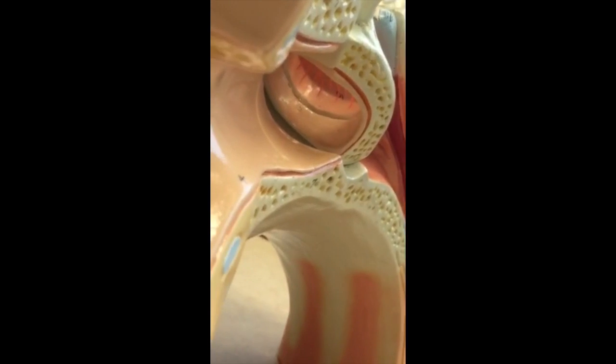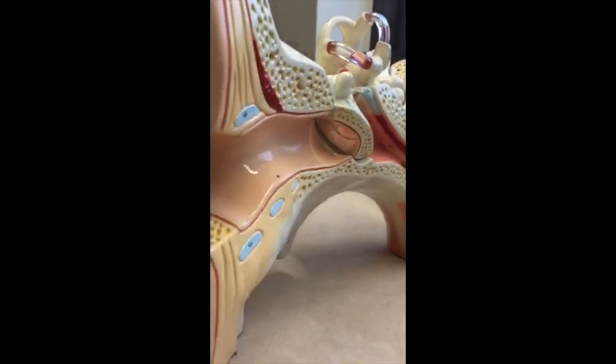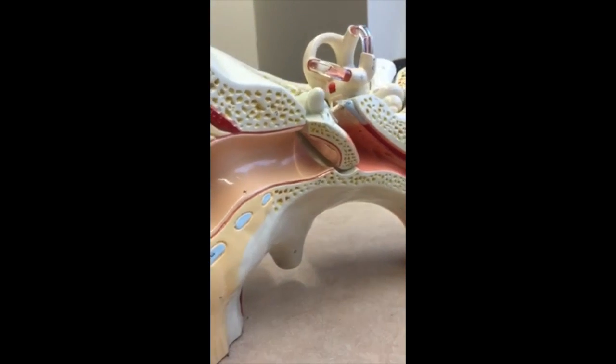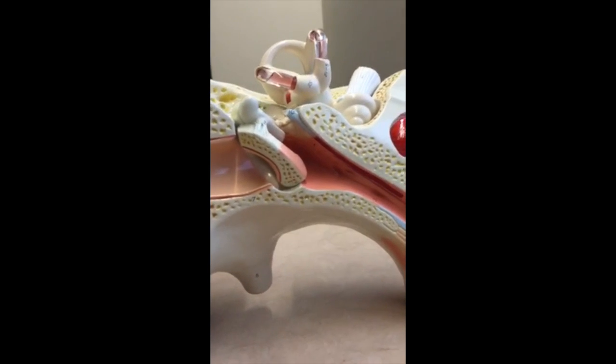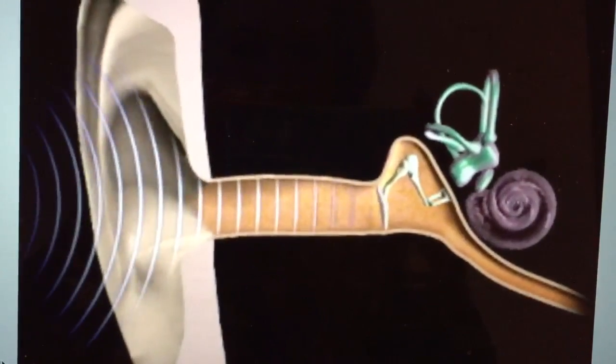Once sound waves have traveled down our external auditory meatus, they then hit this gateway to the middle ear, or our tympanic membrane. Once they hit the tympanic membrane, it begins to vibrate, and these vibrations begin to rock the ossicles of the middle ear, which is how sound gets transferred from the outer ear to our middle ear.